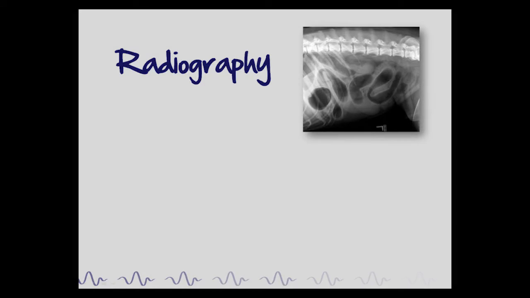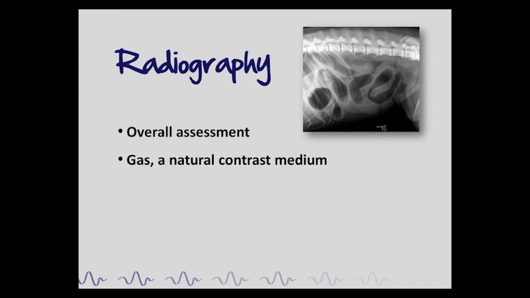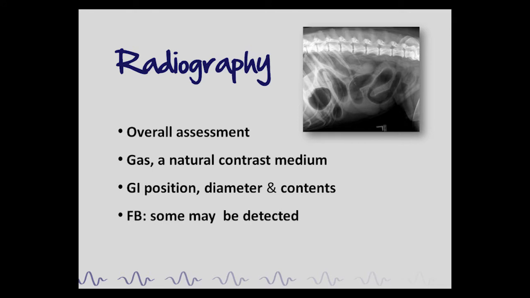Radiography remains an important tool in the overall assessment of the GI tract. The gas in this tube is an excellent natural contrast medium that, when present, allows us to identify its position and the shape and size of its lumen. Using radiographs, the position, diameter, and contents of the GI tract can then be evaluated, and certain foreign bodies can be detected, especially when more radiopaque than liquid or when delineated by gas.